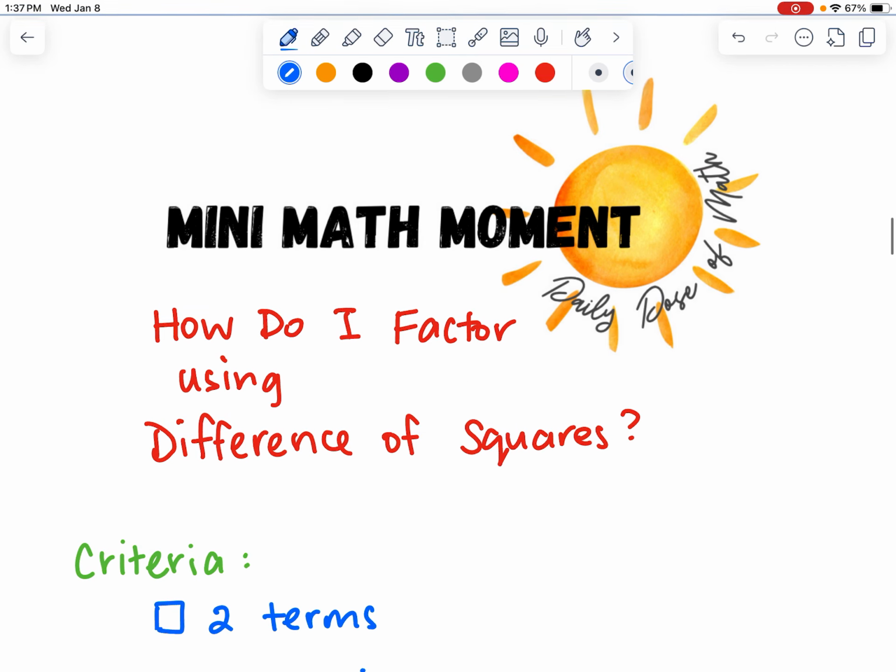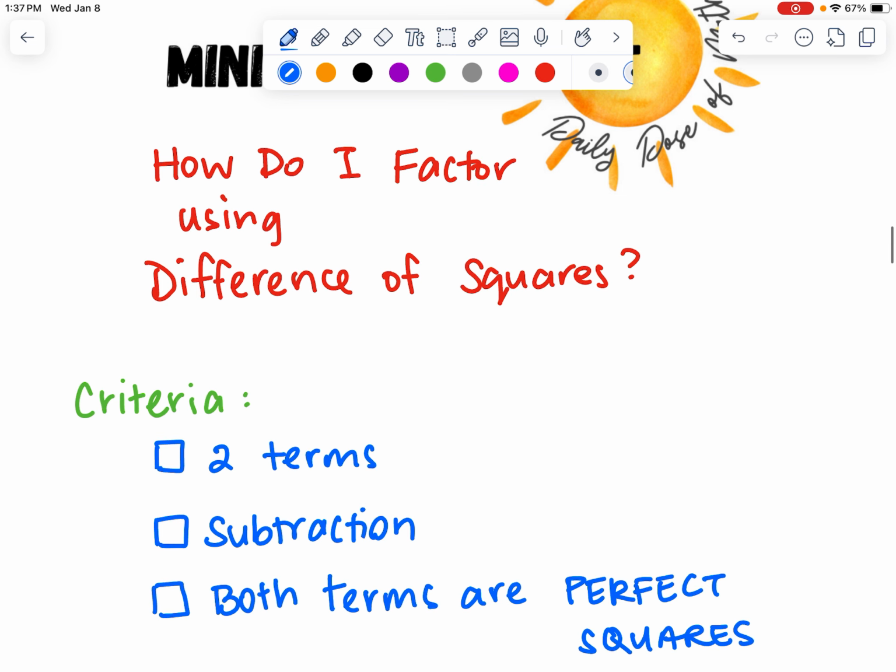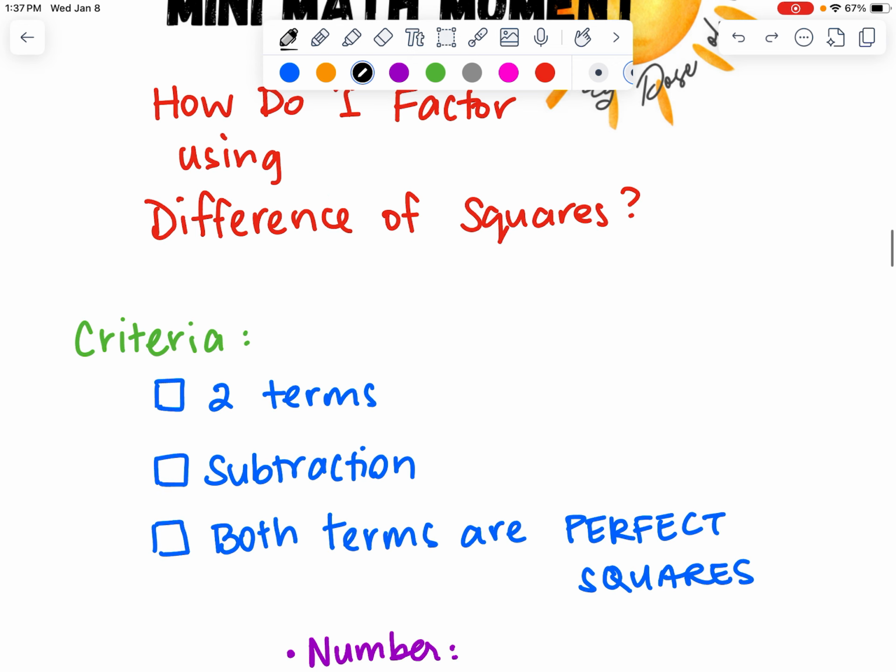How do I factor using difference of squares? Well, first of all, when am I allowed to use difference of squares? A difference of squares question, for those of you trying to remember what I'm even talking about, would look something like this. So what's the criteria for something to be a difference of squares question?